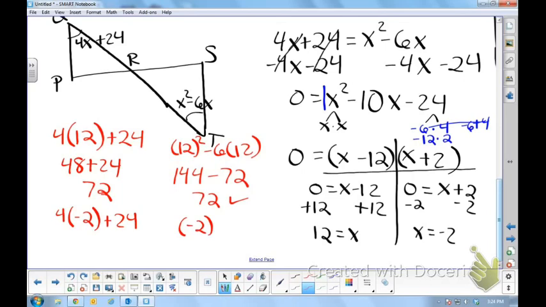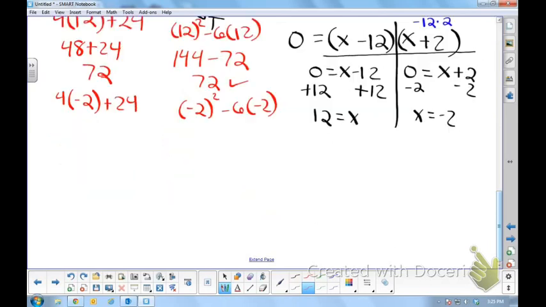So everywhere I see x, I'm going to plug in negative 2. So 4 times negative 2 is negative 8, plus 24 is 16. Negative 2 squared is positive 4. Negative 6 times negative 2 is positive 12. That also works, 16. So that means with this particular triangle, we actually have 2 possible answers.